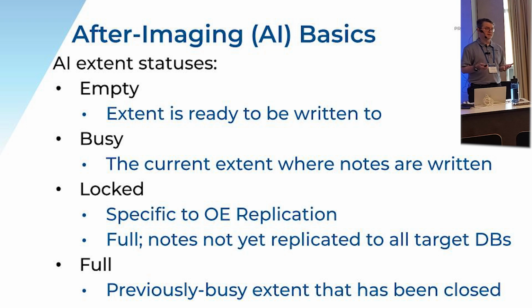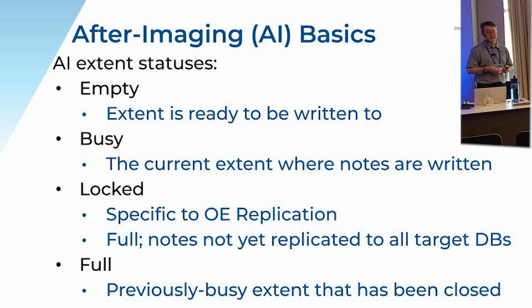An empty extent is ready to be used, but is not being written to yet. There's only ever one extent being written to at a time, and that's the busy extent. So if you see an extent list and there's one marked as busy, that's where the notes are going right now. Once that extent fills, or we switch away from it to go to the next extent, then the previous one is marked as full. The next empty one gets changed to a busy status, and then it keeps going like that.